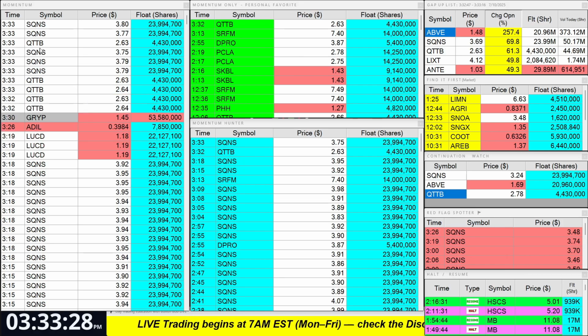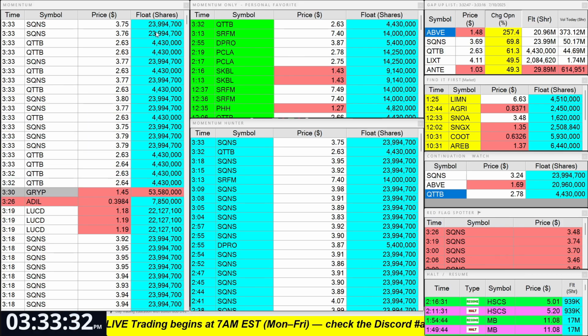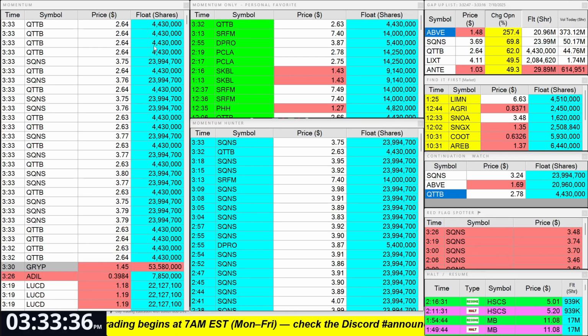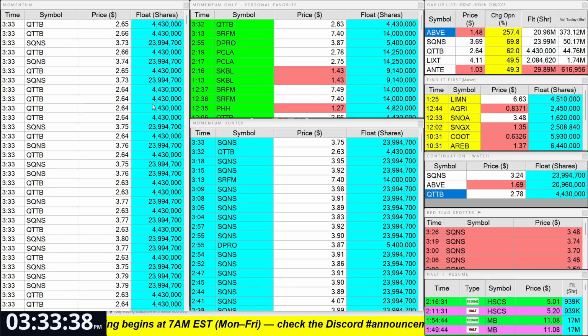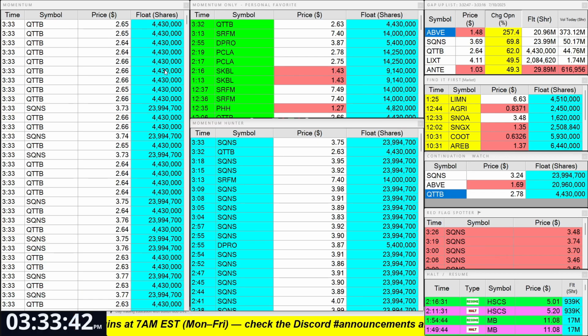You can see this QTTB is hitting the scanner now with 4 million shares. You can see SQNS hitting the scanner now with 23 million shares. These are the type of trades that I like to trade. You can see they're in blue. So as we're getting these live alerts here, you can see that we are getting the float size in blue.